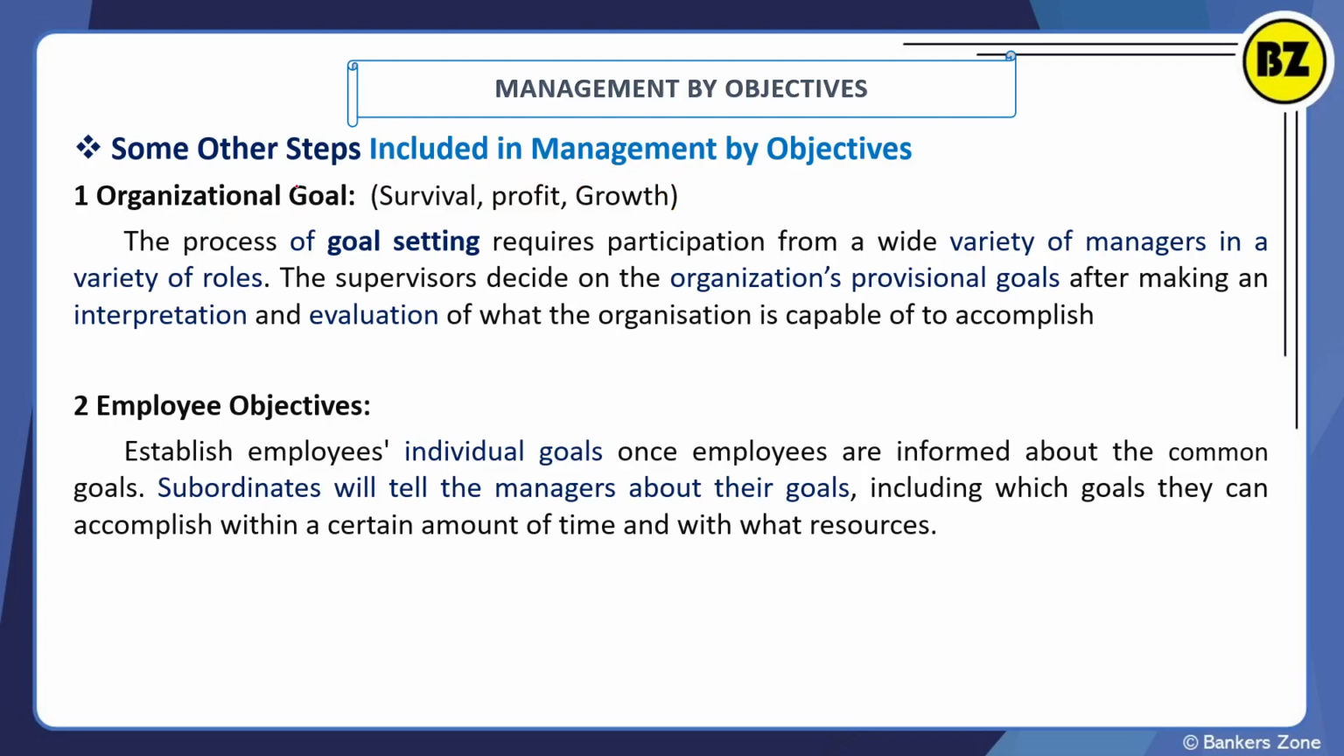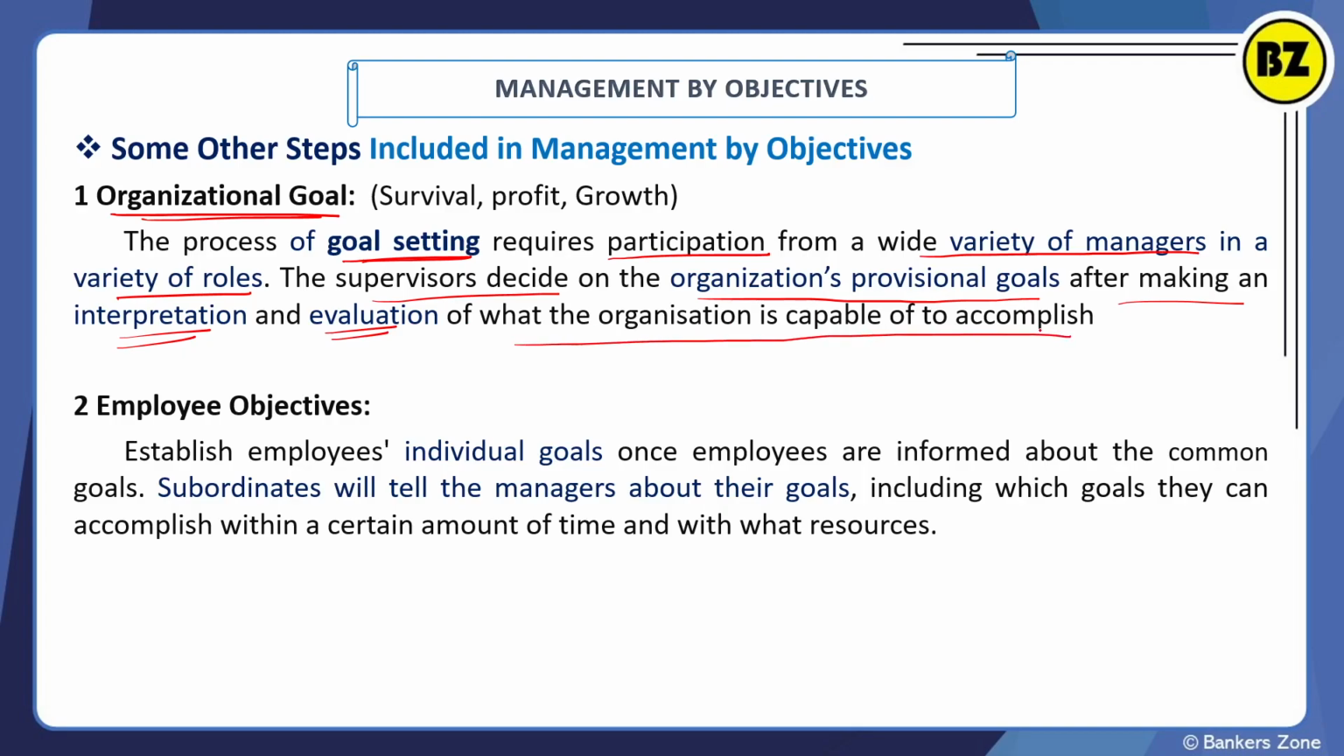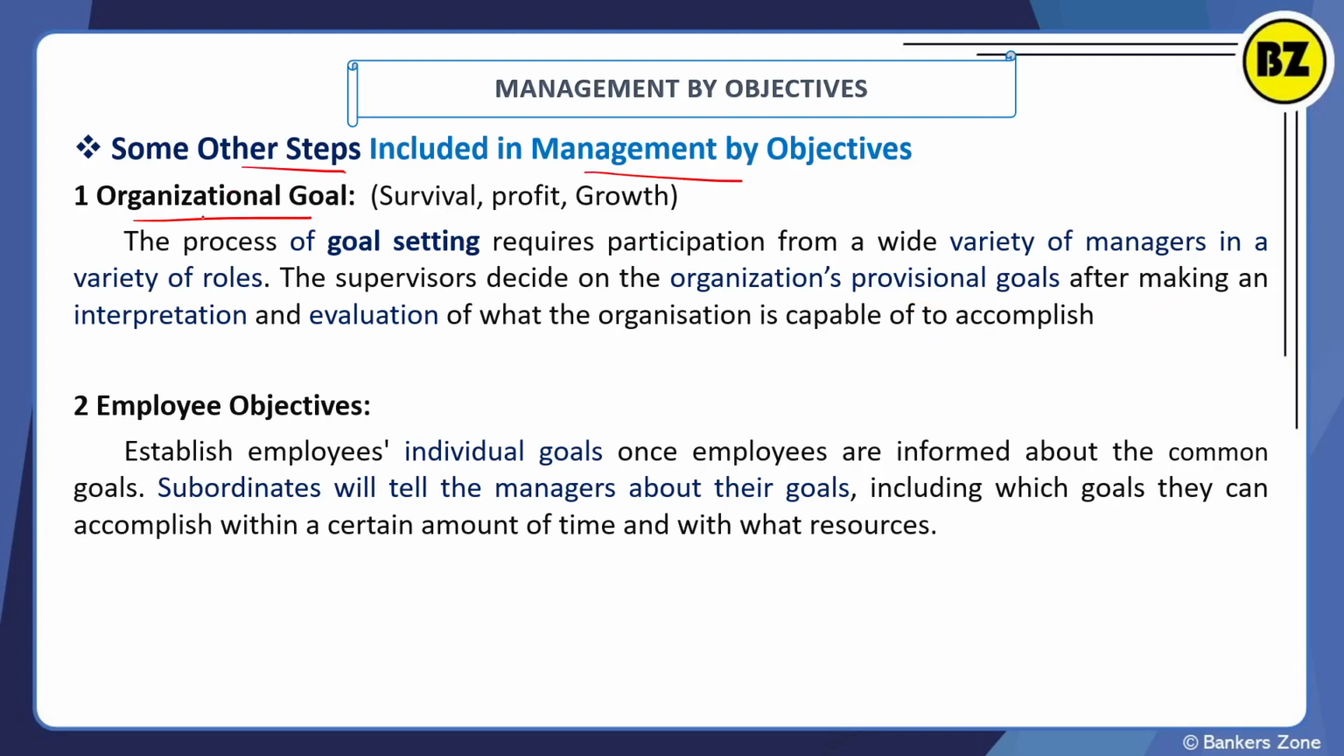Now see, what are the organization goals? The process of setting the goal requires participation from a wide variety of managers in a variety of roles. The supervisors decide the organization's provisional goal after interpretation and evaluation of what the organization is capable of accomplishing. There must be different types of goals: goal at the organizational level, goal at the individual level. What is the goal of your organization? That is basically setting the goal. The first goal of any organization should be survival, then profit, then growth.